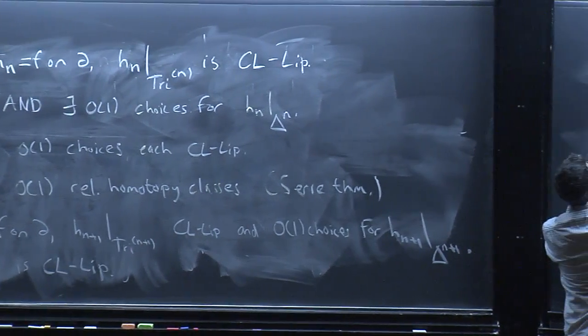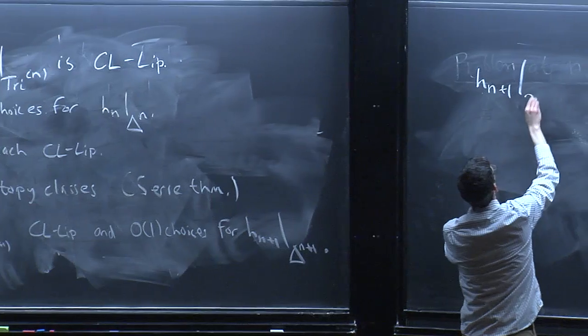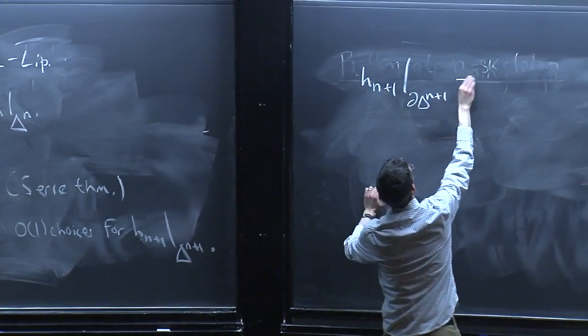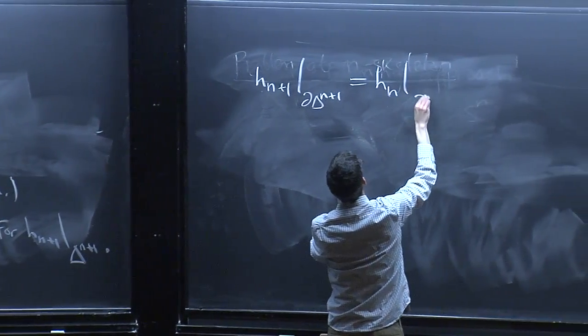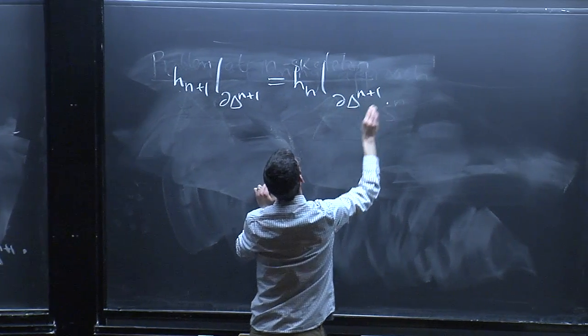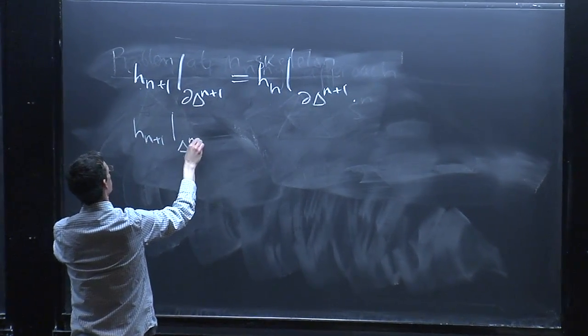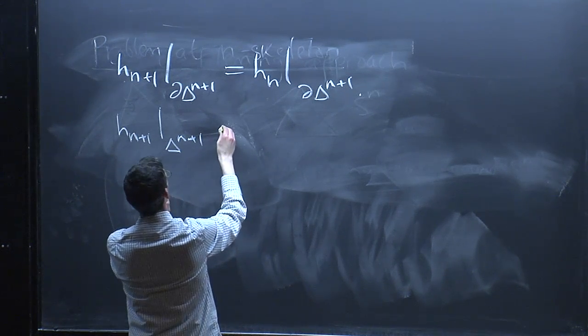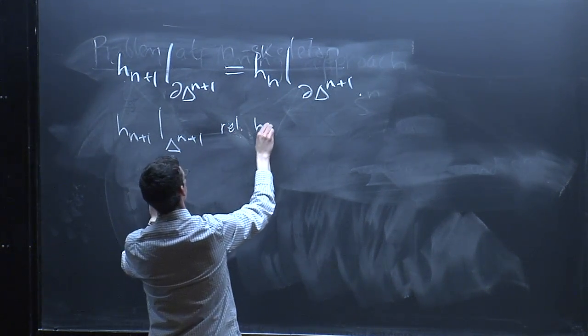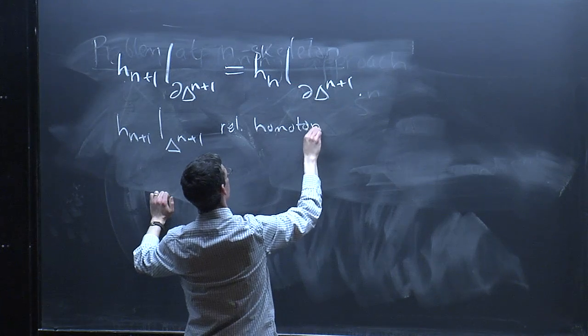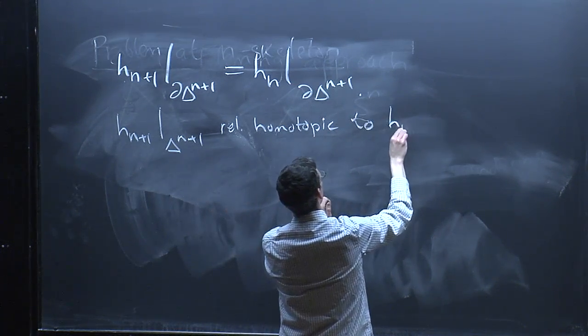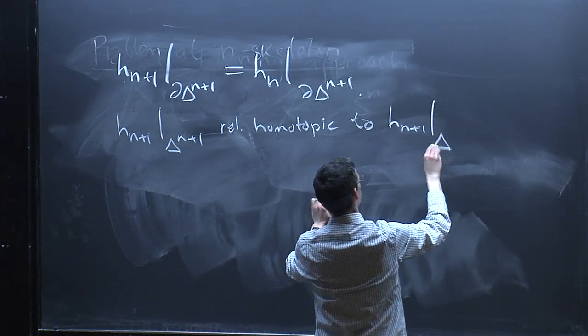So hn plus 1 restricted to the boundary of the n plus 1 simplex is just the same as hn restricted to the boundary. And then hn plus 1 restricted to the simplex is not the same, but it is relatively homotopic to hn plus 1 on the simplex.